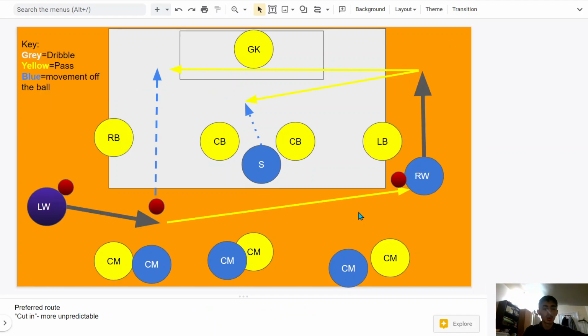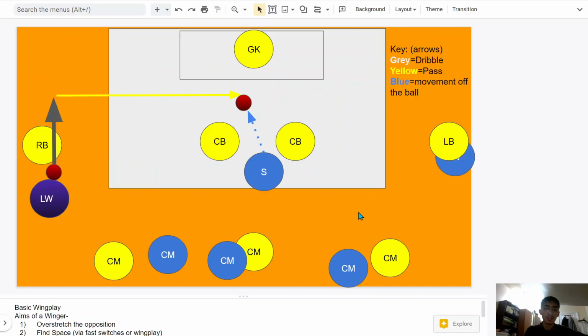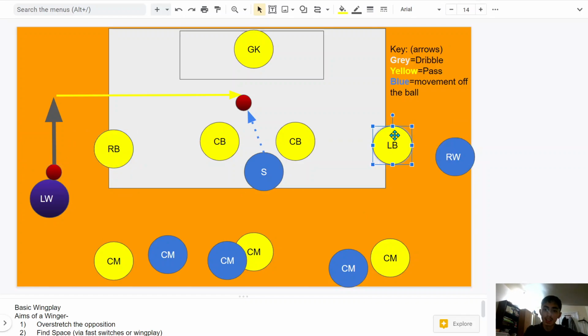Next, I want to talk about my most preferred route. If I move these back to the middle, this is the most common route I've seen wingers take in amateur football, you know, the level of football that I play. In professional football, they either do this with the help of another player or they do something else called cutting in, which I'll talk about now.